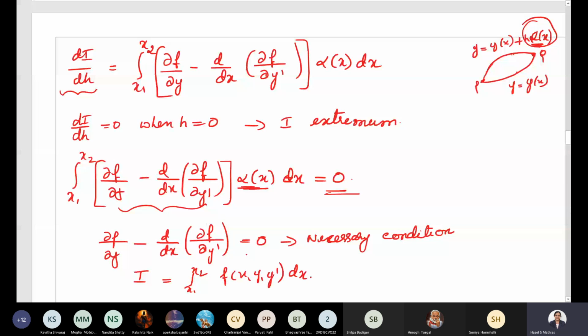This will attain the extremum. Any doubt in this Euler's equation? This Euler's equation proof is also there in the syllabus, which is very important. Usually proofs will not be there.